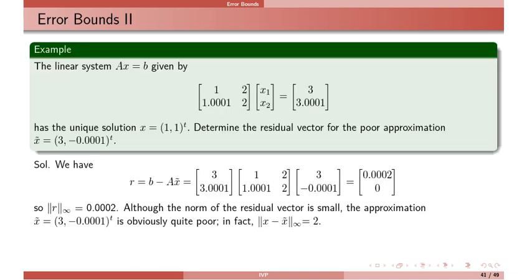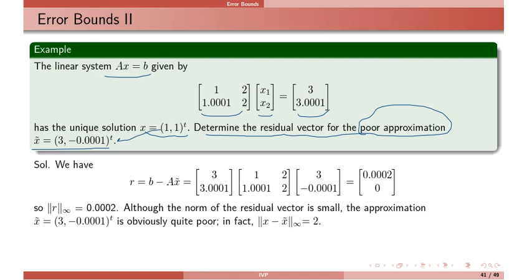For example, we have a system Ax equal to B. So this is matrix A, a 2 by 2 system, and this is B. This system has the unique solution (1, 1). You can check by applying Gauss elimination or another technique, or just solve this system with MATLAB. And the question is to find the residual vector for a poor approximation. And what is the approximation? (3, minus 0.001). So there is a lot of deviation here.